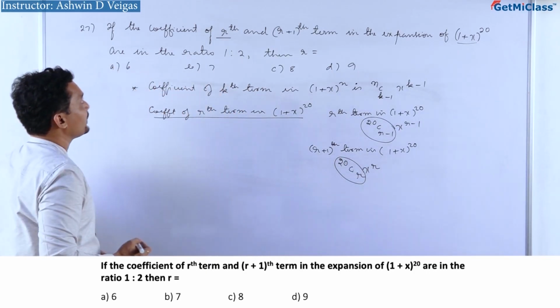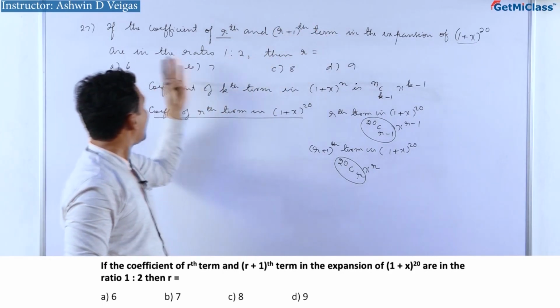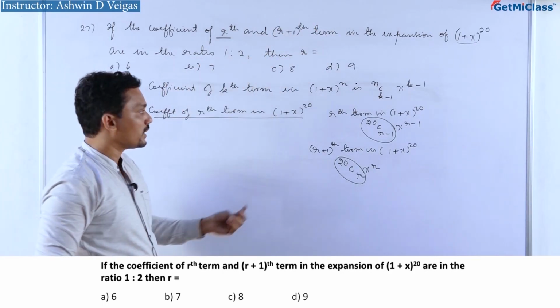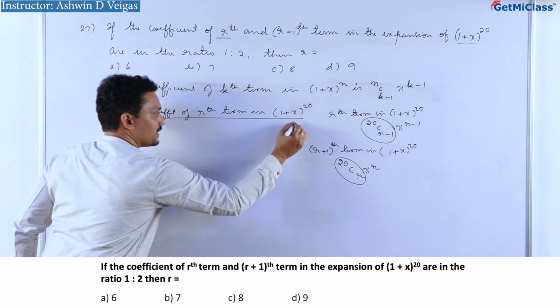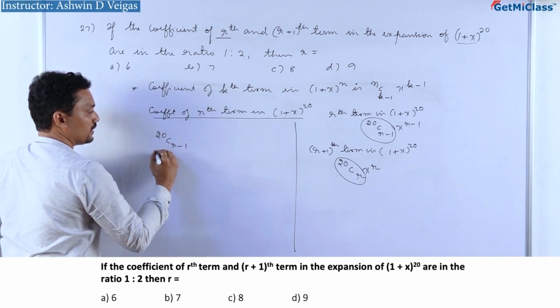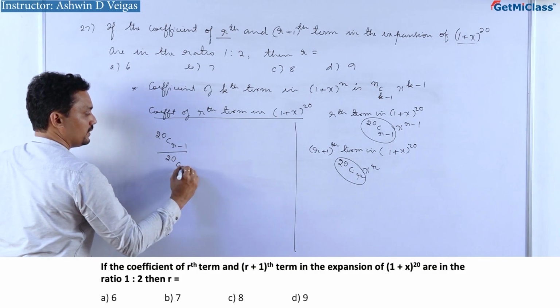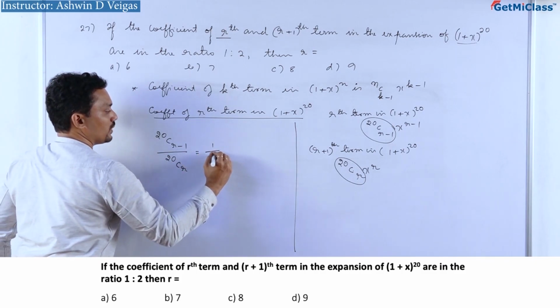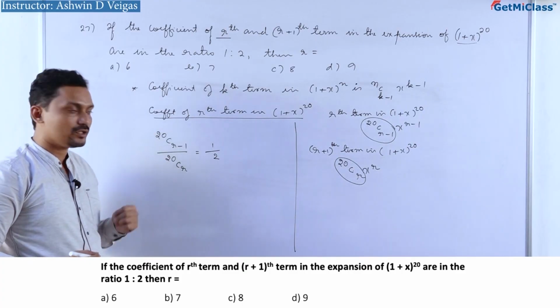Now they are saying that the coefficients of rth and r plus 1th term are in the ratio 1:2. That means this coefficient is to this coefficient, that is, 20C(r minus 1) by 20Cr is in the ratio 1:2. On the basis of this you have to find the value of r.